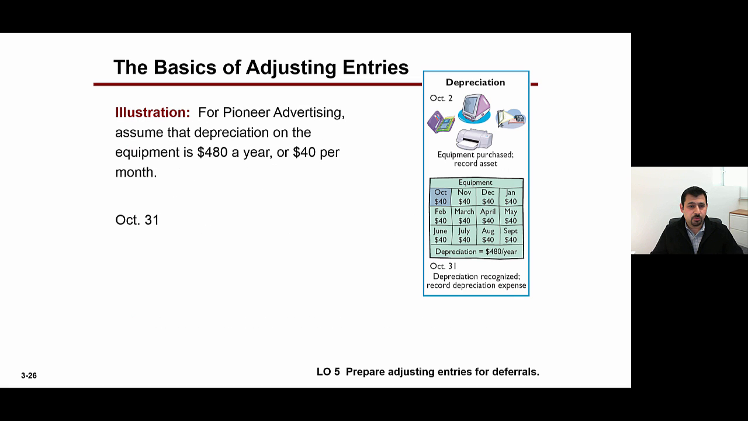For example, for Pioneer Advertising, assume that depreciation on the equipment is $480 a year or $40 per month. Later on in the semester, we will learn how to calculate depreciation. But for the first part of the course, we will be given the amount of depreciation. So instead of directly crediting the asset equipment to decrease it, companies introduce a new account that is called accumulated depreciation.